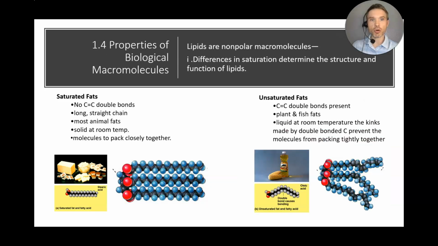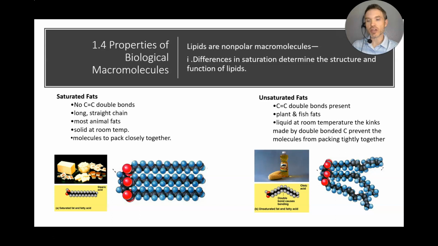Lipids are nonpolar macromolecules. The differences in saturation determine the structure and function of lipids. There are 2 types of lipids. The first is a saturated fat. These do not contain carbon-carbon double bonds. They are structurally very long, straight chains. They are mostly found in animal fats. They are solids at room temperature. So think of butter, which is a solid at room temperature.